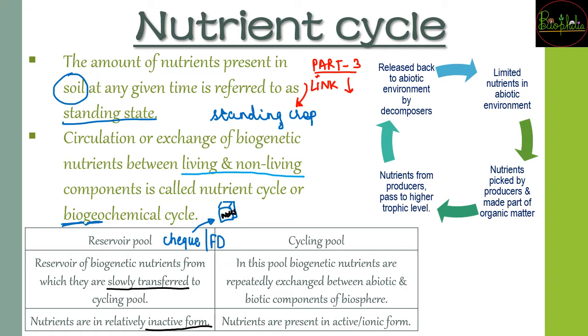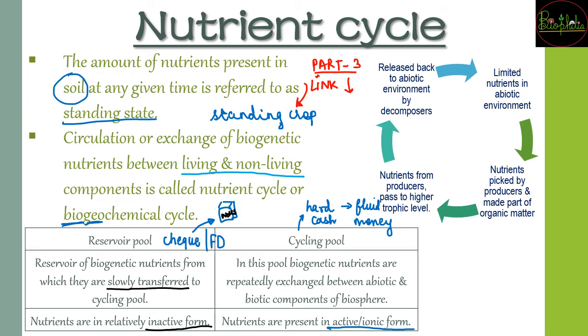So that is the reservoir pool, whereas the cycling pool is the fluid, the active form of nutrients. For example, the cycling pool is your hard cash that is in your wallet all the time, and that is called fluid money. This fluid money is an example of a cycling pool. You can use it whenever you want, and that comes under the active forms of nutrient cycling. So these are the two types you need to understand: one is the reservoir pool, one is the cycling pool.